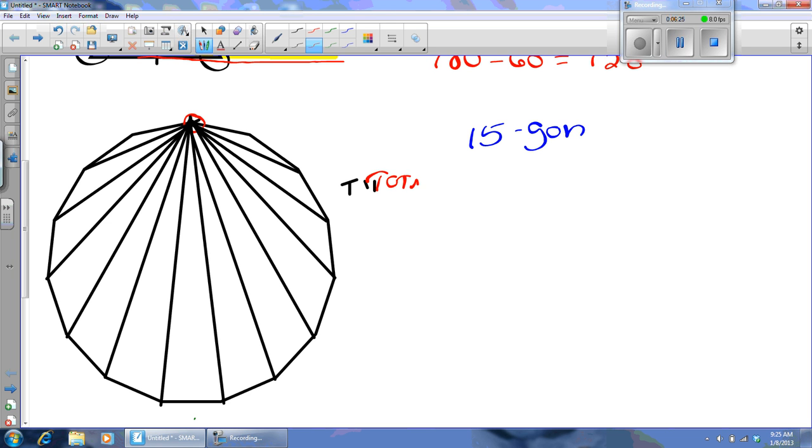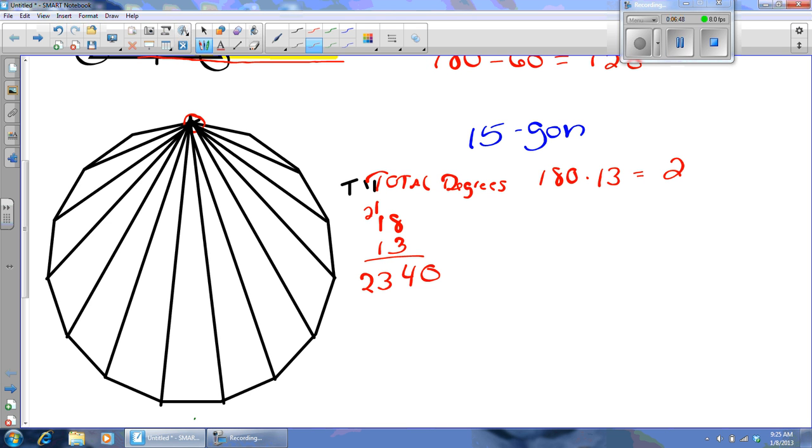The total degrees, I'm going to take 180 and multiply by 13. And that'll give me the total number of degrees. So I'm going to get a 4, got 3, and 8 is 11, and 2 is 13, carry the 1. I think that's right. I'm going to check it really quick, because if that number is wrong, all my other numbers will be wrong. Hold on one second. Okay, so I verified that number on the calculator, and that is correct.